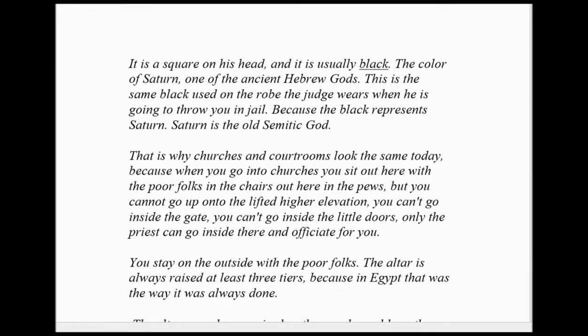The square mortarboard on the head is usually black, the color of Saturn, one of the ancient Hebrew gods. This is the same black used on the robe the judge wears when he is going to throw you in jail, because black represents Saturn. Saturn is the old Semitic god.